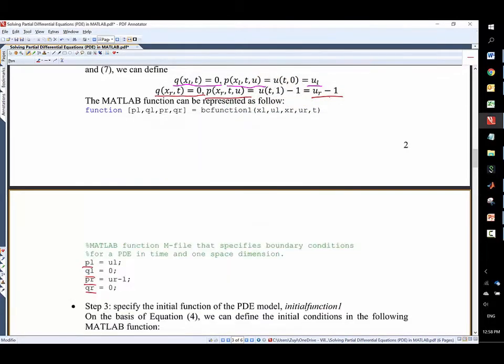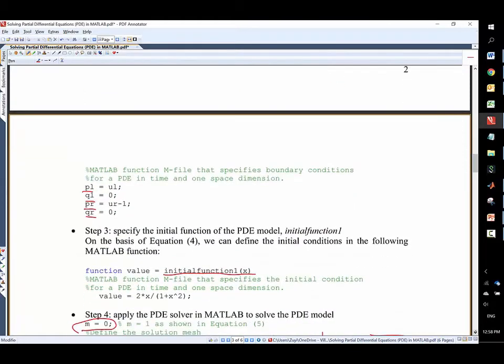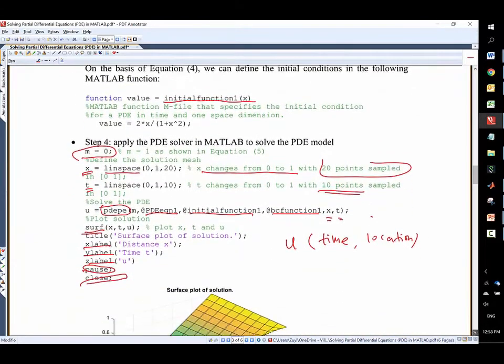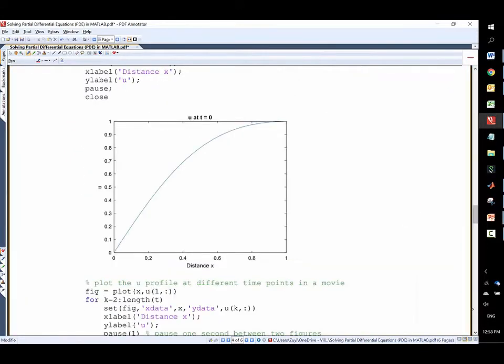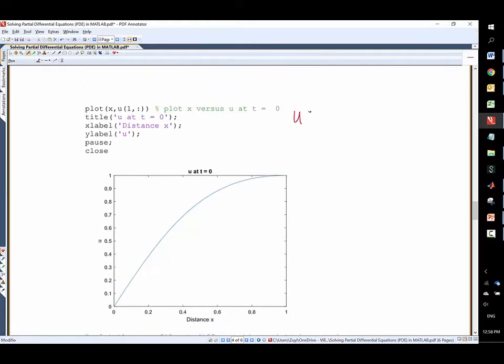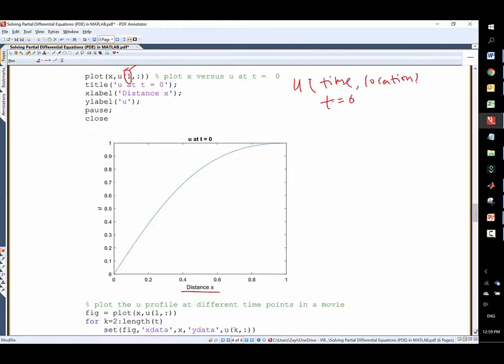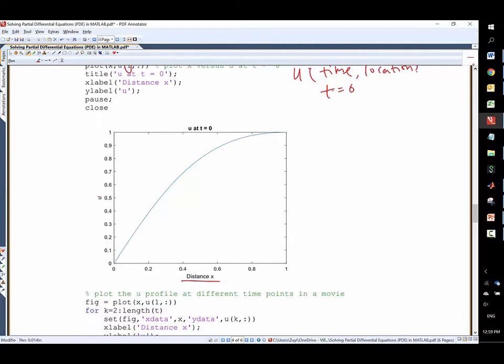Okay, now if you want to show the output over different locations, first of all, remember U. The first column is time. The second column is the location. Now we want to plot time equal to 0, right? The first one here, U1, 1 means the first time point. So we want to get the first time point. Okay, and then you get this profile.